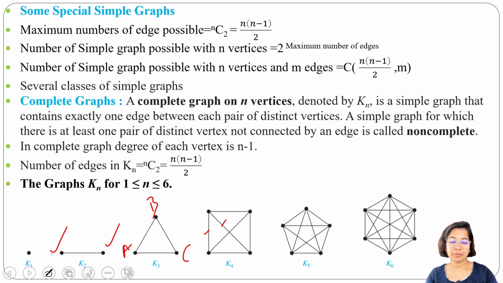Just see, the degree of each vertex is 3. Next K5, 5 vertices, degree of each vertex is 4. Next K6, 6 vertices, degree of each vertex is 5. So every vertex is adjacent to the other 5 vertices.